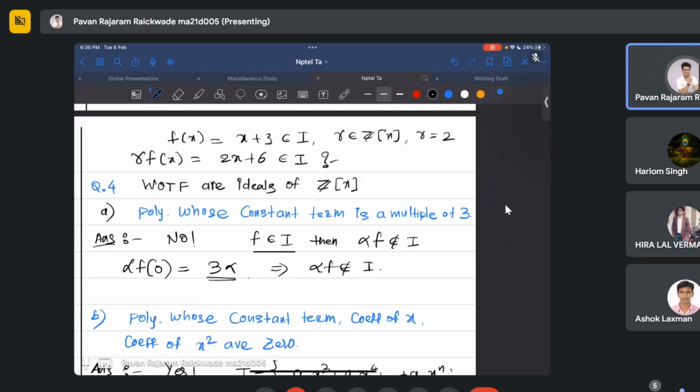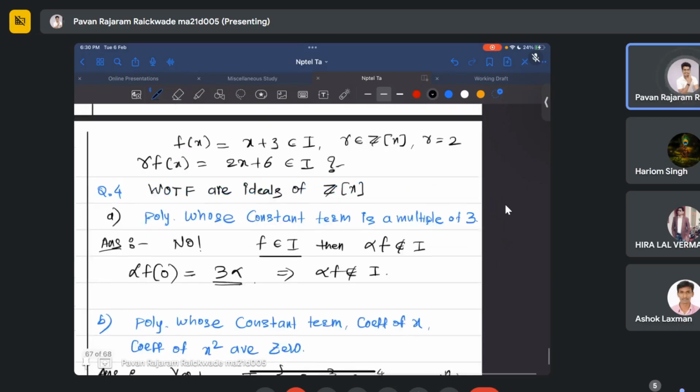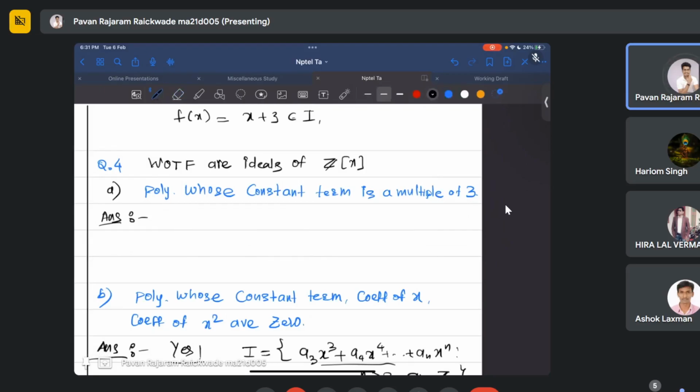Okay, yeah, this is the proof then, right? You take any f belongs to I, then what happens to pf? Okay, we have to modify this. So let an element f belong to I, which means the constant term f(0) is a multiple of 3.